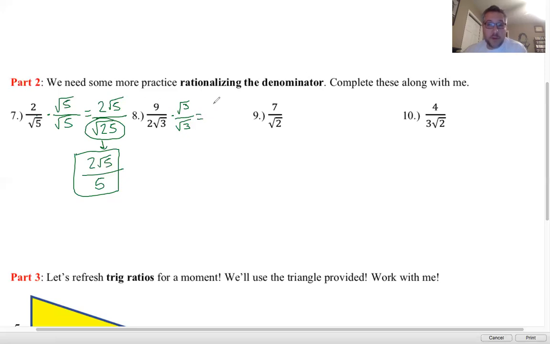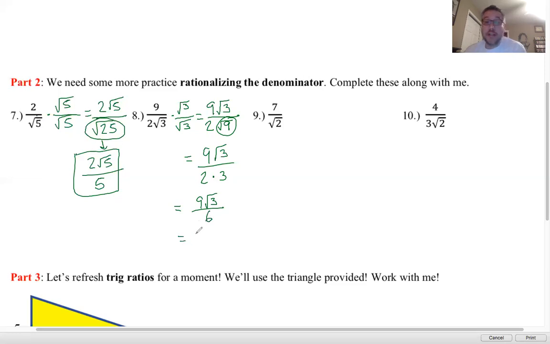9 times the square root of 3 is 9 square root 3 over 2 root 3 times root 3. You keep your whole 2, and then the root 3 times root 3, 3 times 3 is root 9. Now let's simplify it some more if we can. We have 9 root 3 over 2 times the square root of 9 here. The square root of 9 is a perfect square. Square root of 9 is a whole 3. So now we have 9 root 3 over 2 times 3 is 6.